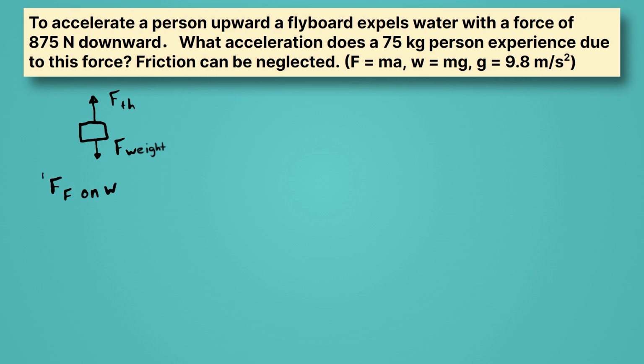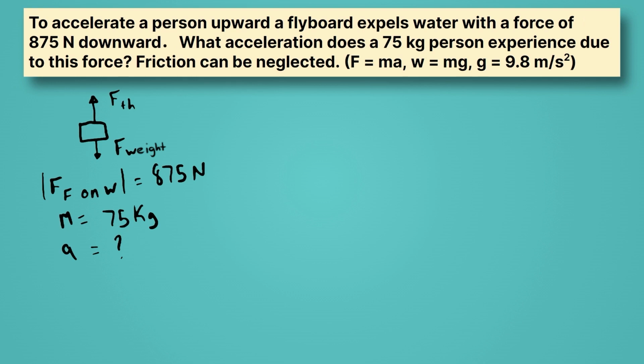That's the force of the flyboard on the water, and its magnitude is 875 newtons, and we know it's downwards. Okay, then we know the mass of our person is 75 kilograms. That's helpful. And we want to know the acceleration, so that's our unknown. What is the acceleration? Now we are to the tricky part of our problem, identifying any third law pairs.